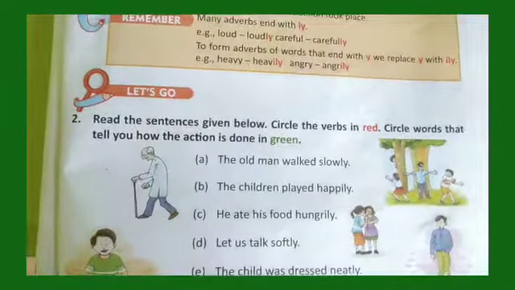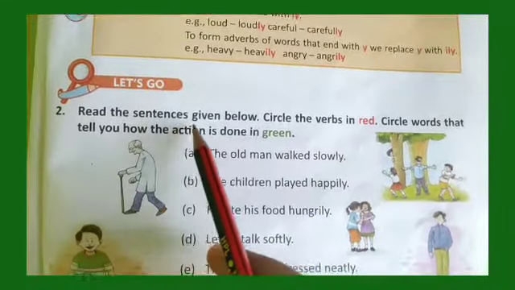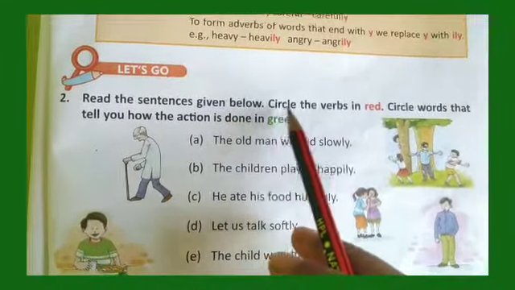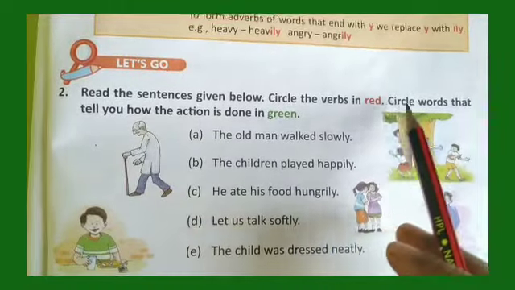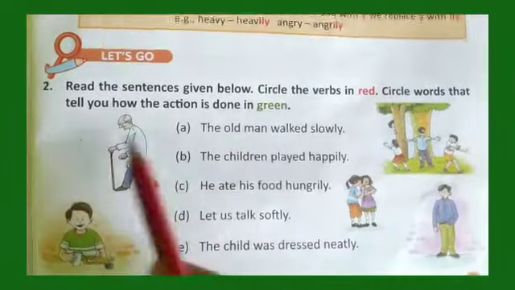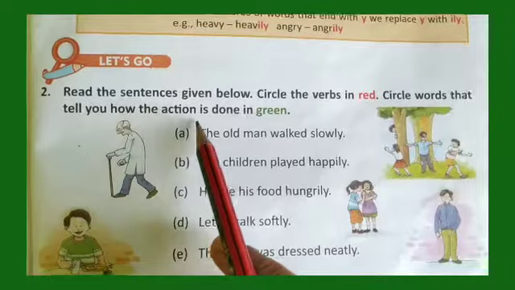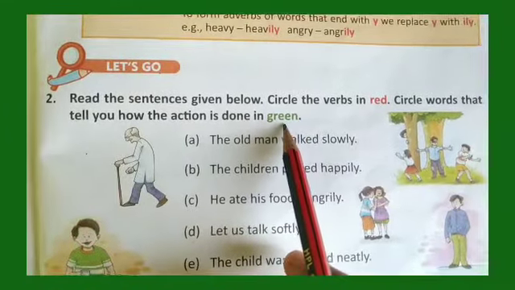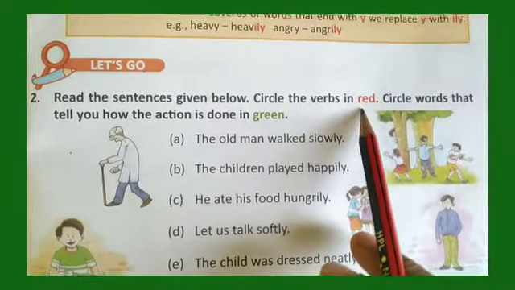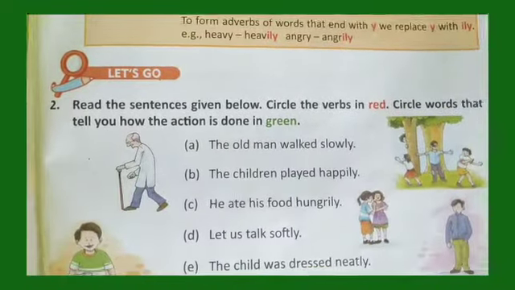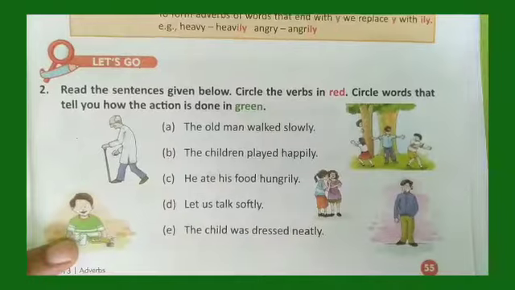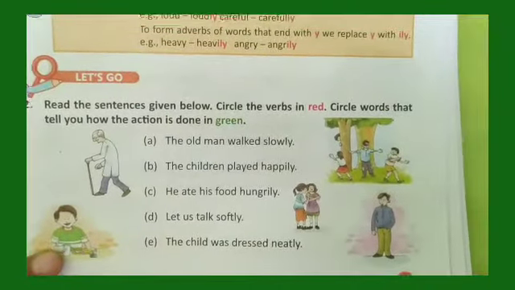Let's do this exercise. So, read the sentences given below. Circle the verbs in red. Circle words that tell you how the action is done in green. So let us take the green and red pencil here. Now, A.